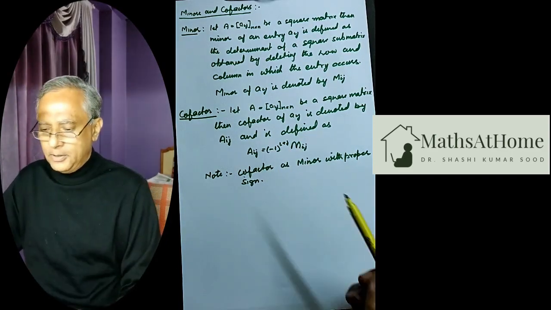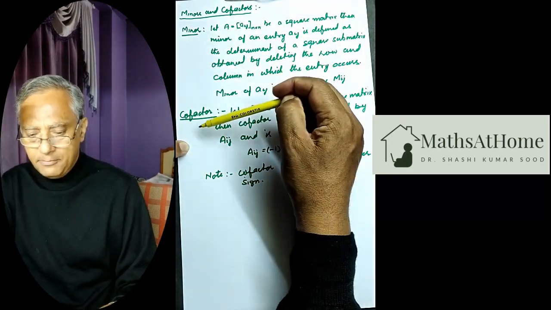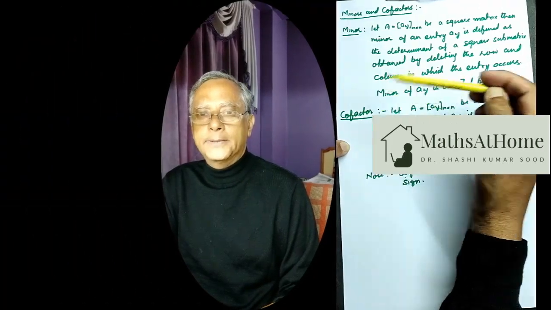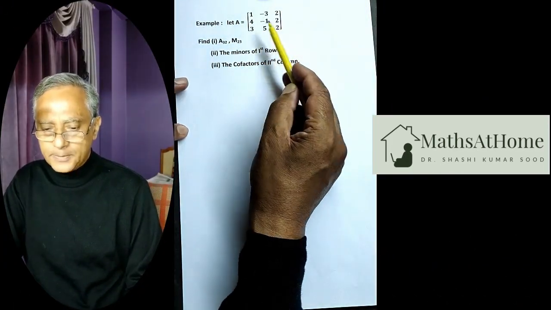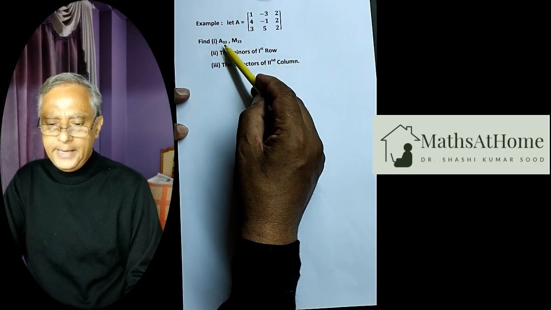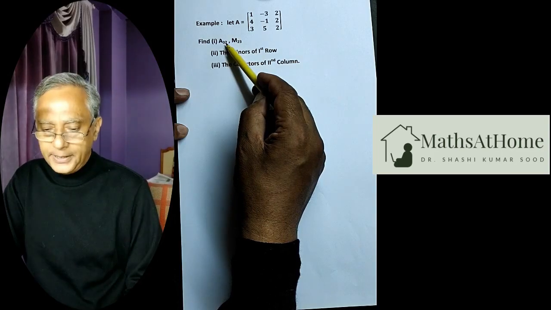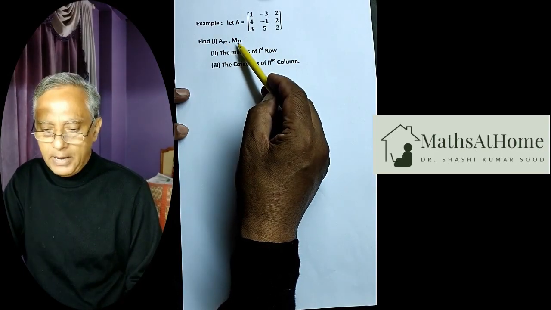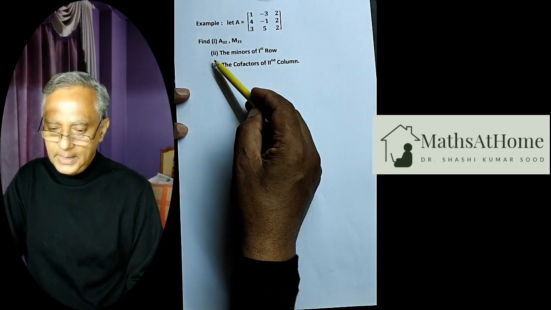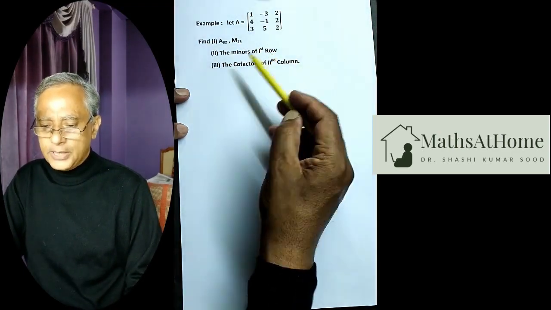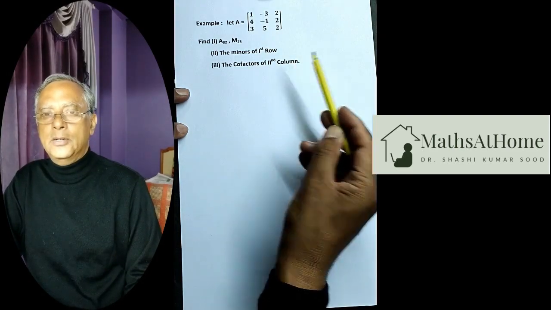Now I take up a few examples to illustrate how to find minors and cofactors. The first example: let A be equal to this matrix. Then find A32, that is the cofactor of the entry 3, 2, and the minor of the entry at the place 2, 3. Second, the minors of the first row. Third, the cofactors of the second column.